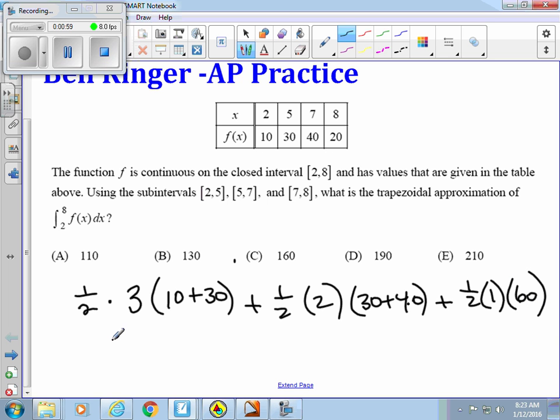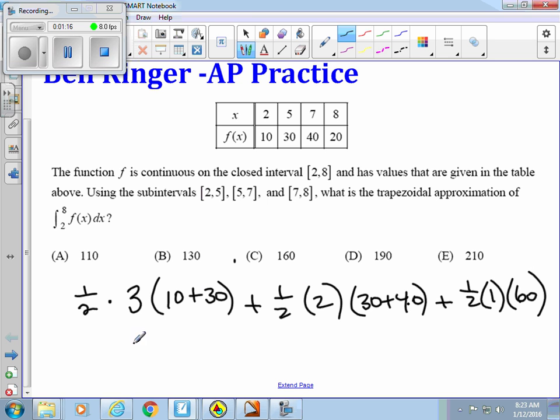Y'all okay with that? This probably would be non-calculator, so you may want to practice doing a little bit without a calculator. Open response, you could leave the answer this way. Multiple choice, you'll have to pick out the answer.